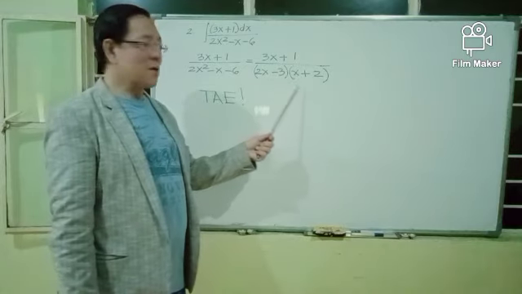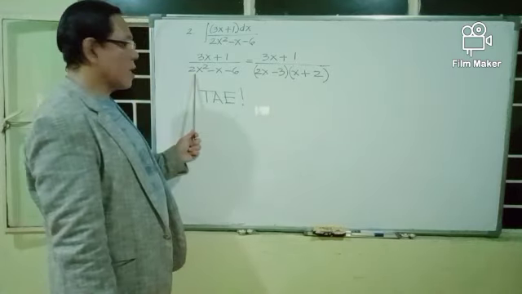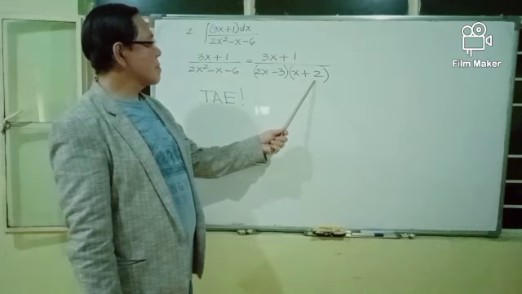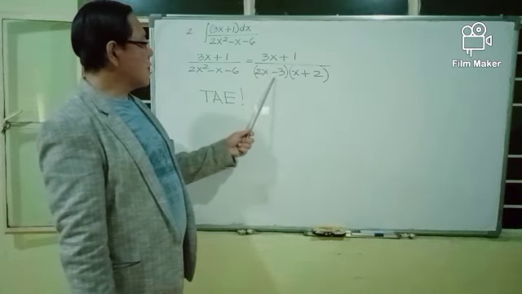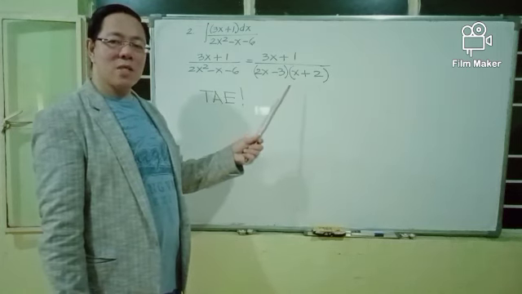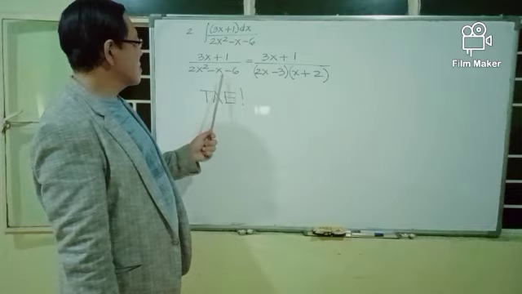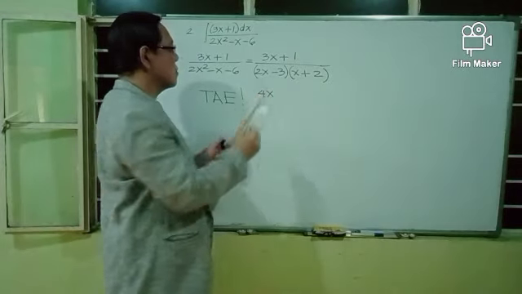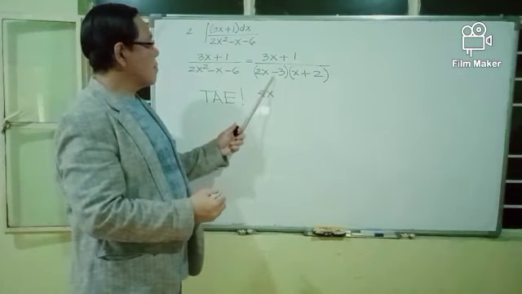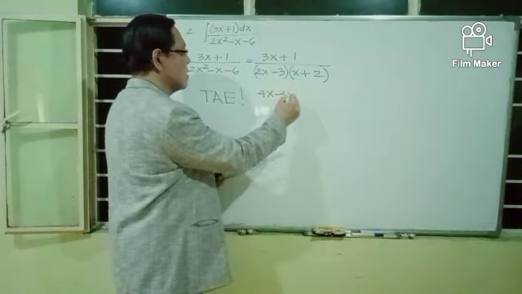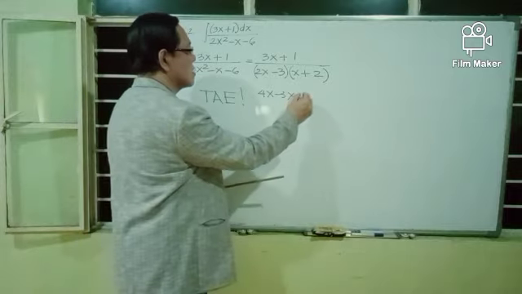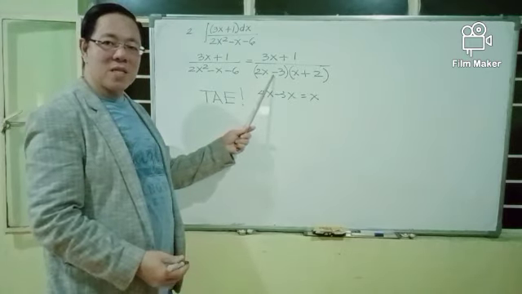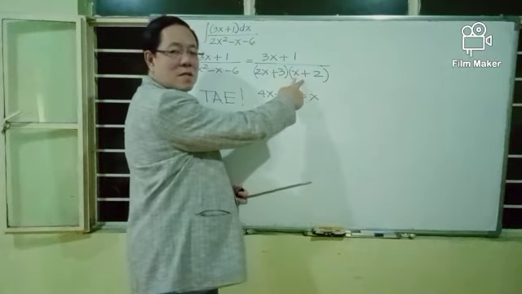Now we check if these factors are correct. 2x times x is 2x². 2x times 2 is 4x. And −3 times x is −3x. So that's 4x minus 3x, which is x, but the middle term is negative, so we have to change the sign. We make this plus 3, and we make this minus 2.